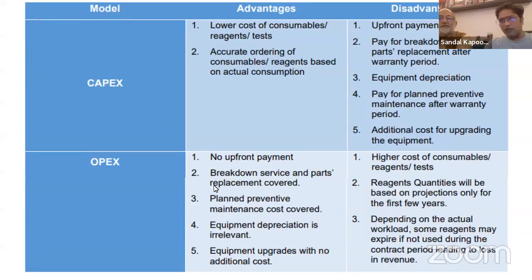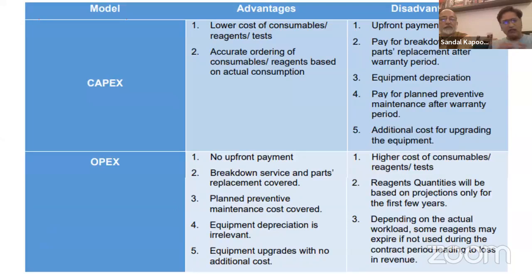So capex here means capital expenditure and opex means operating expenditure. The advantages in capital expenditure: if I am purchasing any equipment, then I may have low cost of consumables, reagents and tests, and accurate ordering of consumables and reagents based on actual consumption, because the equipment is mine. So I will order consumables which are fit for my use only.